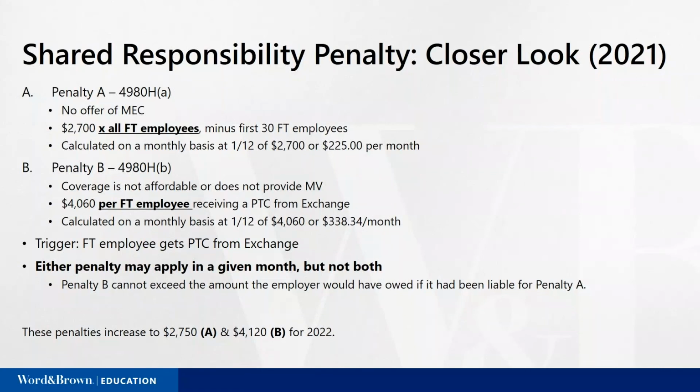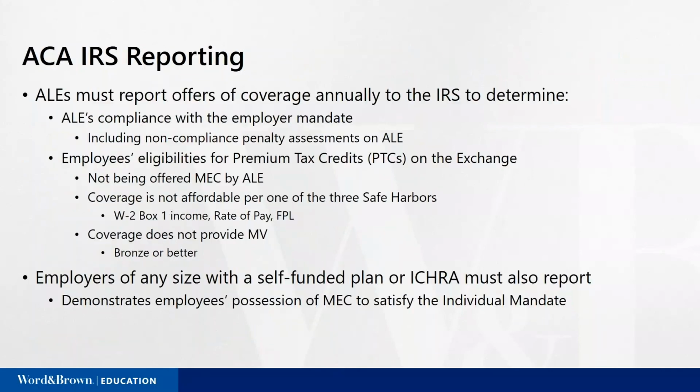Either penalty may apply in a given month, but not both, and penalty B cannot exceed the amount the employer would have owed if it had been liable for penalty A. These penalties increase to $2,750 for penalty A and $4,120 for penalty B in the 2022 tax season.